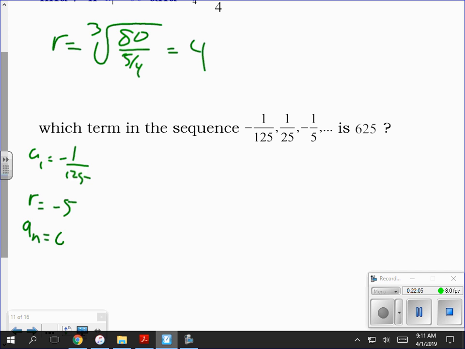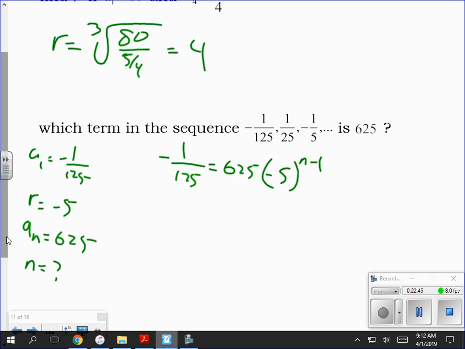A sub n is 625. N is what we're looking for. So once again, plug everything in. Negative 1 over 125 is equal to 625 times negative 5 to the n minus 1 power. So divide both sides by 625.